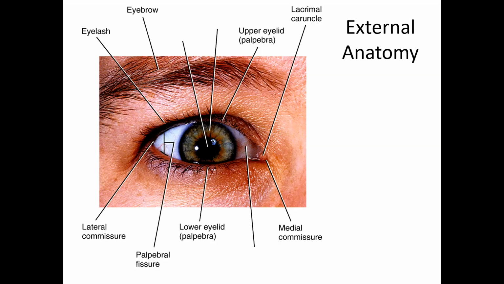We get protective projections of the eyebrow as well as the eyelash. We have the iris, which is going to control the amount of light that will be able to enter into the eye, and the entry point being the pupil.